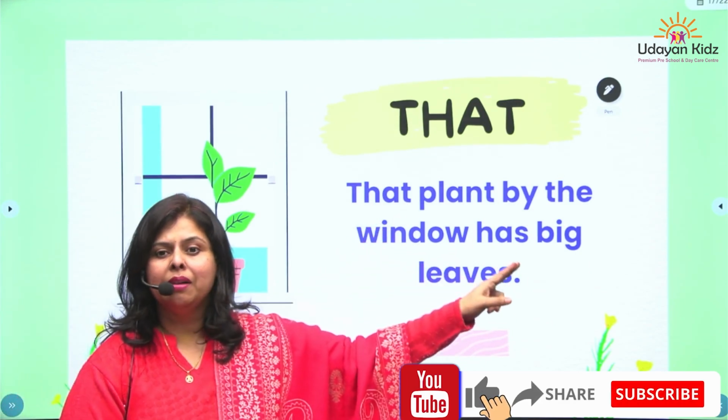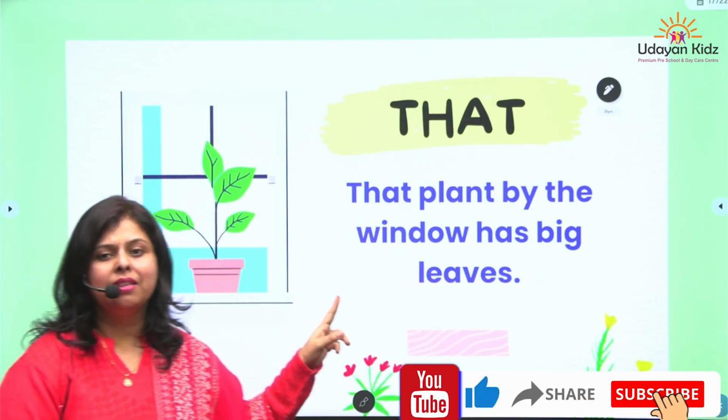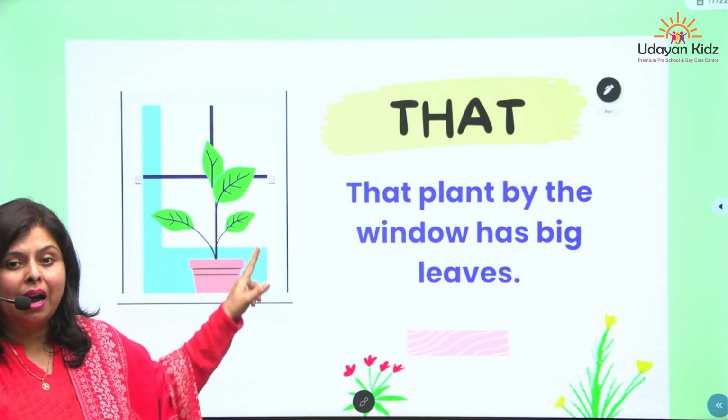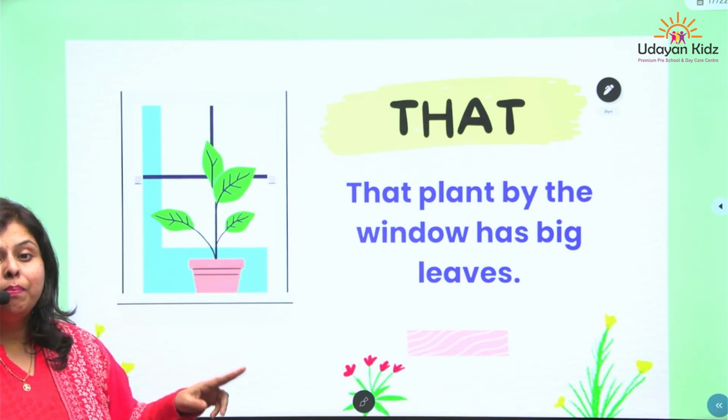That plant by the window has big leaves.